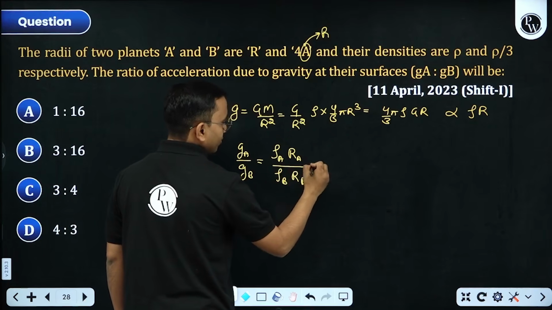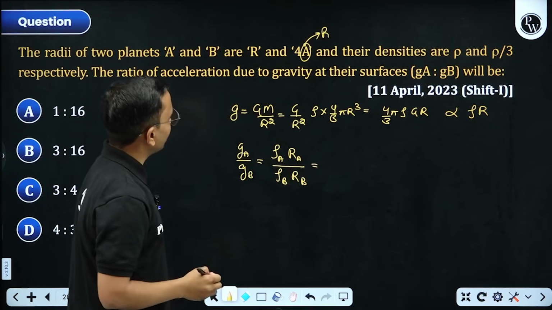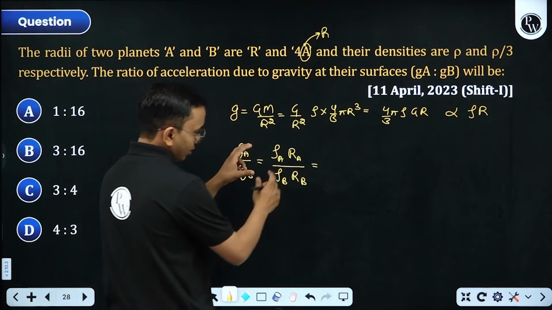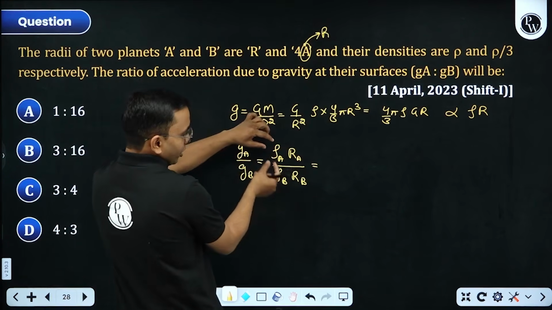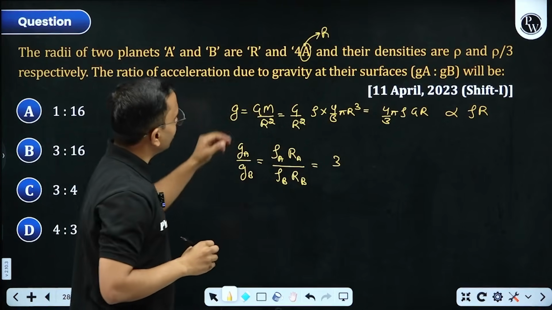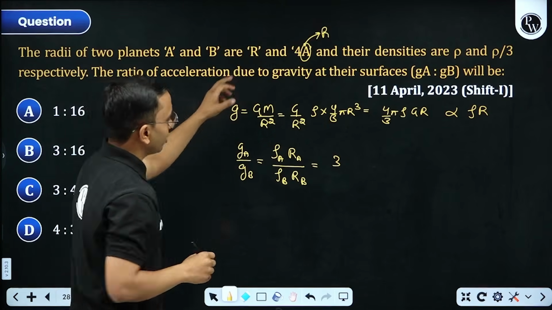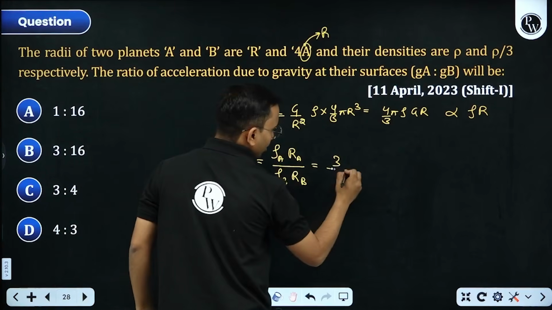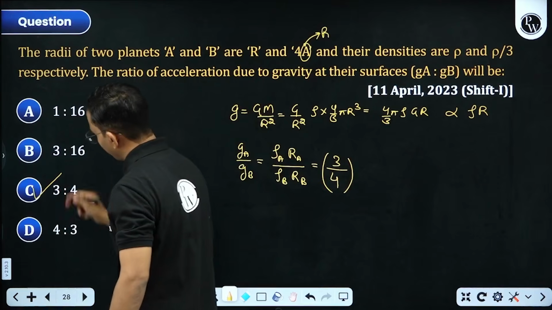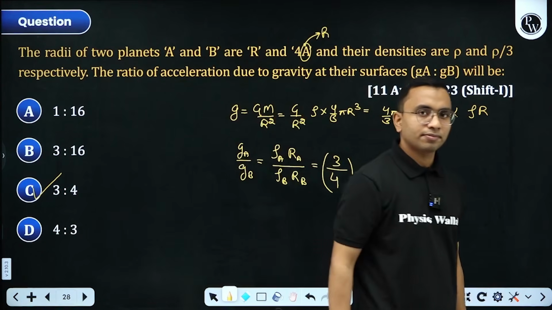Simple. What is rho A by rho B? Rho A is rho and rho B is rho by 3. So this will become rho divided by rho by 3, so that is 3. Then what is RA by RB? R and 4R. So R divided by 4R is 1 by 4. So this becomes 3 by 4. C option.